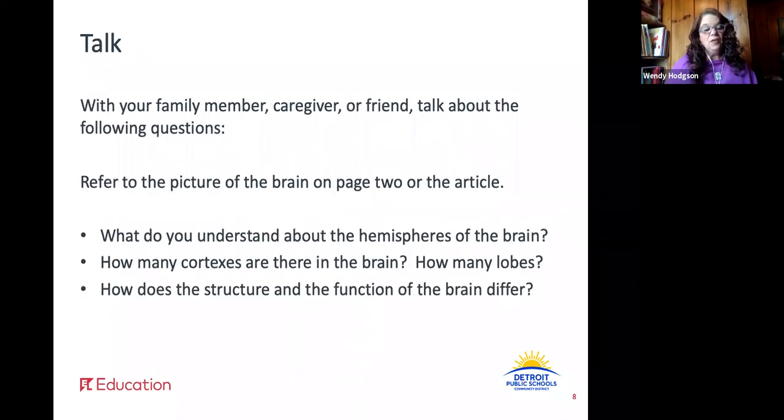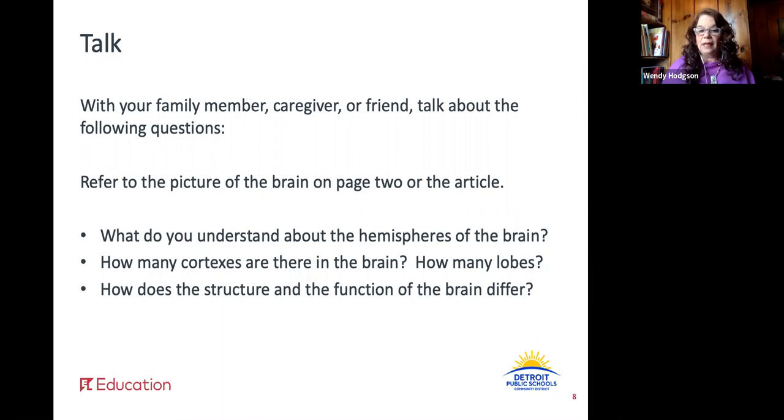And as you continue to think, I'd like you to find somebody in your area that you can talk with and just really look at the following questions. Refer to the picture of the brain that's on page 2 of the article. It's right next to the section that you read today. And as you look at that picture, answer the following questions in your conversation. What do you understand about the hemispheres of the brain?